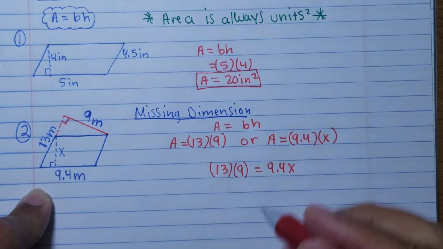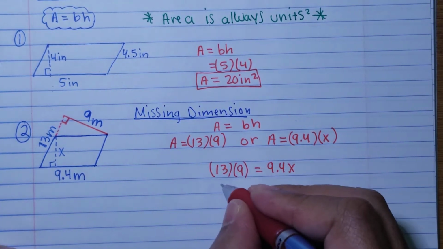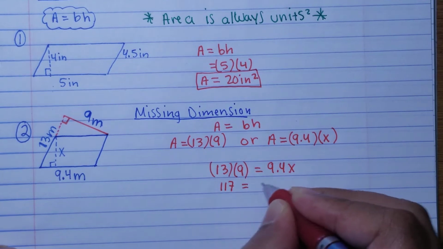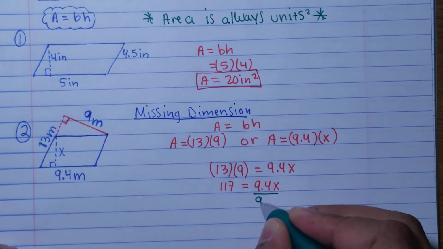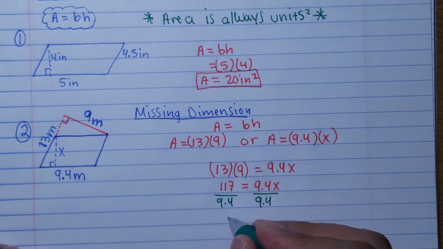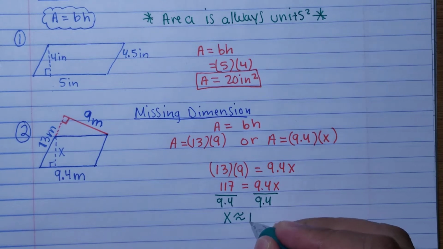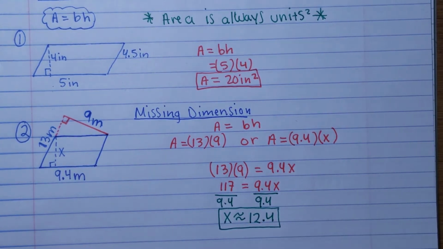Okay, and if you multiply 13 times 9, that is going to give you 117, and this is 9.4x. Now, since we're trying to find the value of x, we're going to divide by 9.4. So once you do this, this gives you the approximate value of x to be 12.4. Okay, and this is two examples for how to find the area of parallelograms or rectangles.